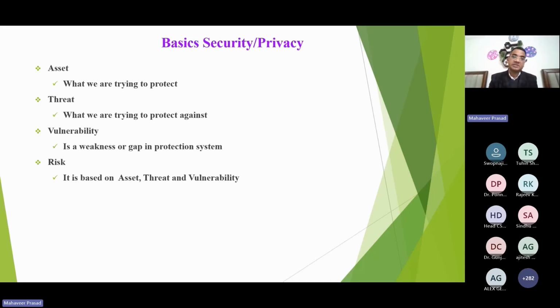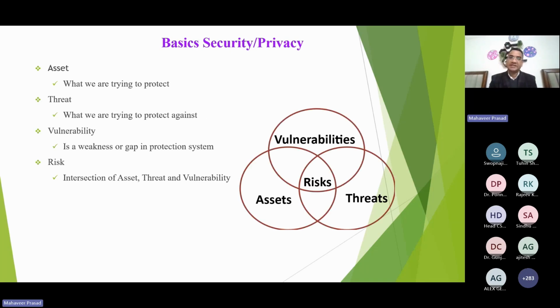Now the next comes risk. Risk is a combination of all these things. In this slide, you can understand what a risk is. You can see this diagram here. If you do not have one of these three things, asset, vulnerability, or threat, then there's no risk. I would like to take a small example in this scenario. I hope I am going with the right pace.